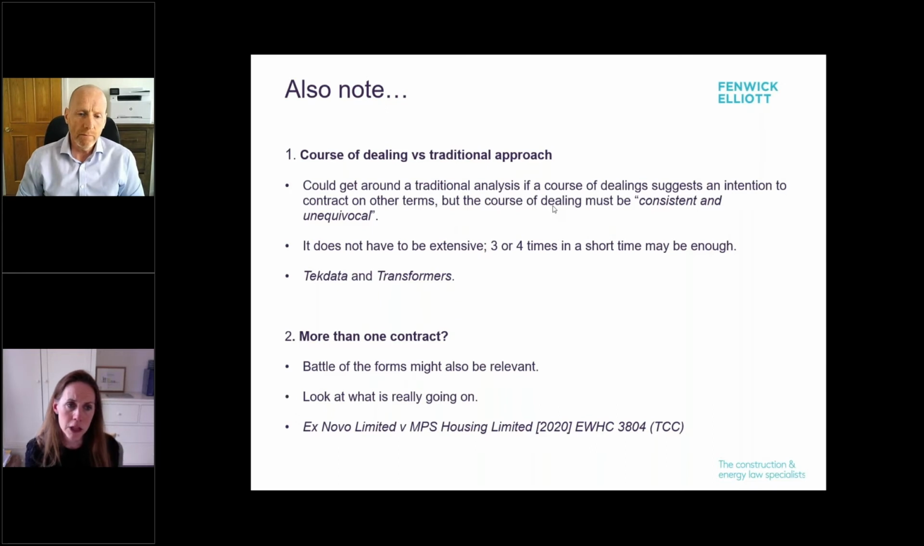And I think it's worth just looking at this because it shows quite a practical approach on behalf of the judge. This was actually an adjudication enforcement hearing, and jurisdiction was challenged on the basis that there was more than one contract. It was a situation where there had been some discussions around a deal for maintenance works on properties, and there were a series of call-off orders relating to works on 32 empty properties.